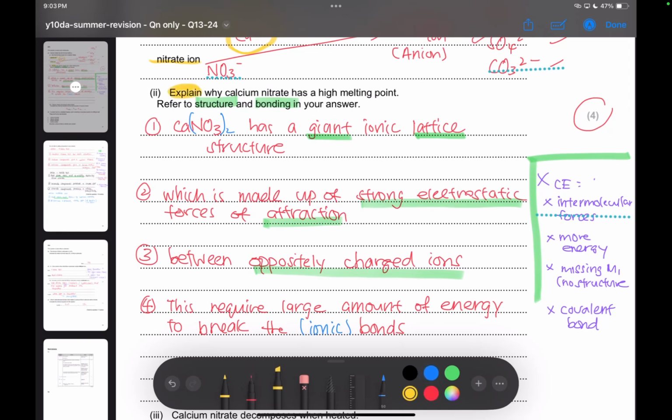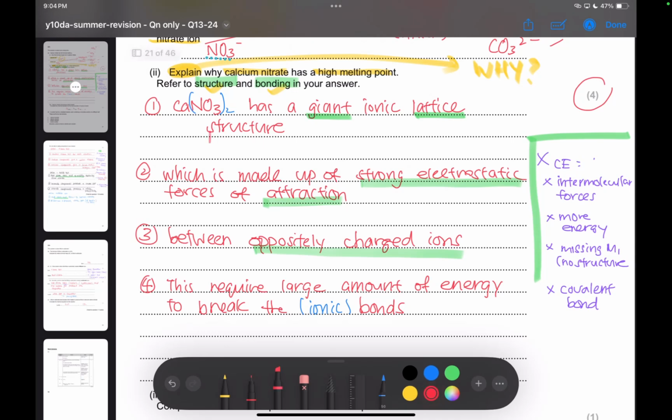If you see the command word explain, then you always need to ask yourself, why? Why is it like this? So in this case, why is the melting point high for calcium nitrate? And you need to discuss both the structure as well as the bonding. So let's take a look at the answer and how I structure it.